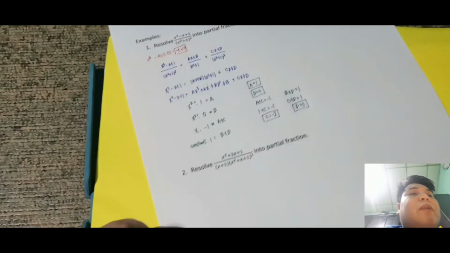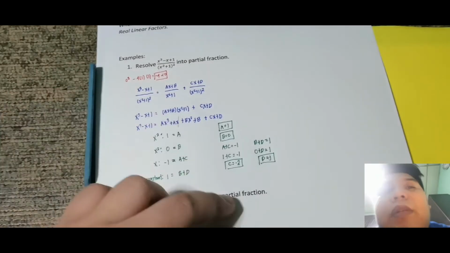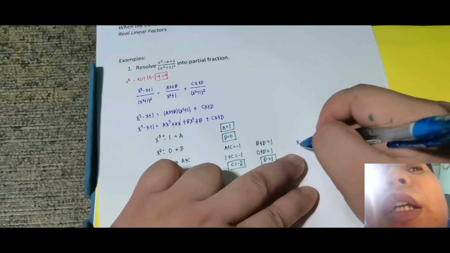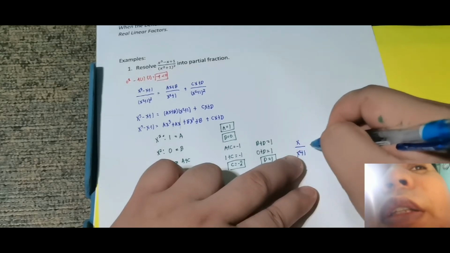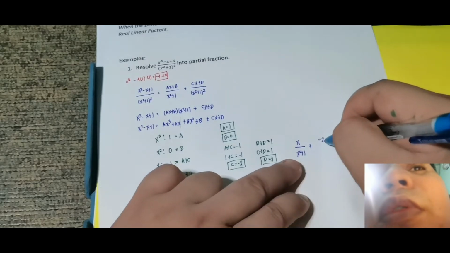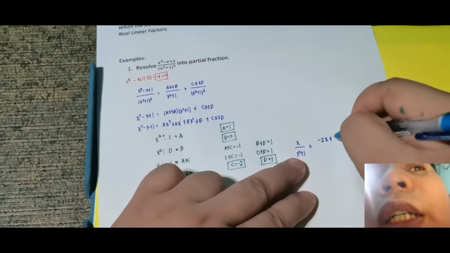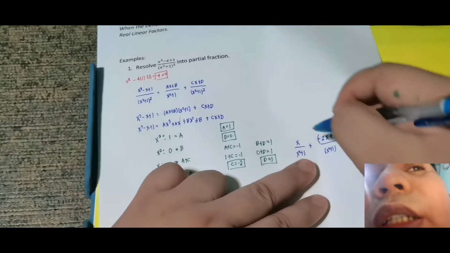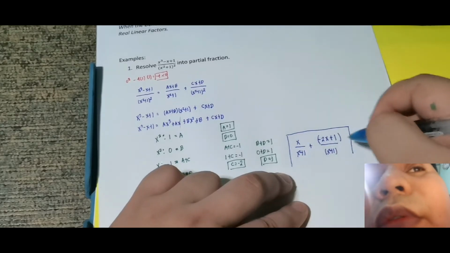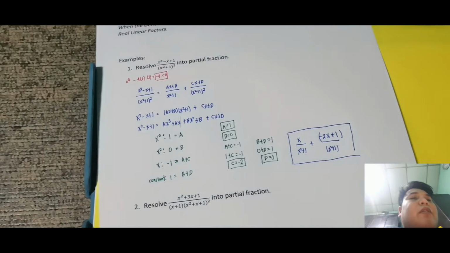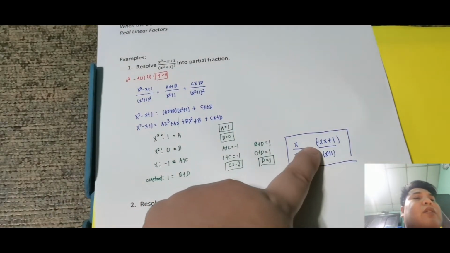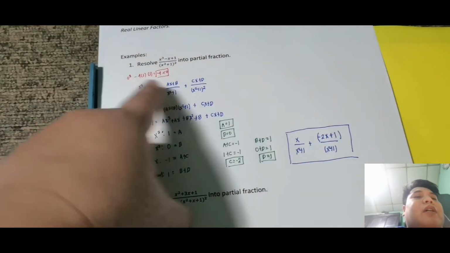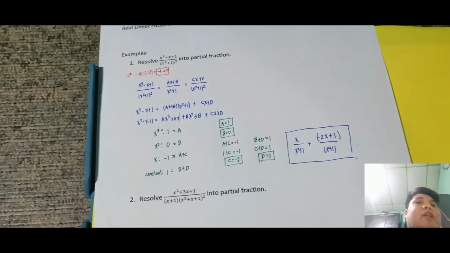So therefore, we substitute the values of a, b, c, d here. The resulting equation is 1x, so that is just x, b is 0 so that disappears, over x squared plus 1, plus c is negative 2, negative 2x plus 1 for d, all over x squared plus 1. Then I'll put parentheses on this. So therefore, that is its answer. Actually, even without parentheses it's okay. So therefore, that is its partial fraction. Okay, so that's how easy it is.